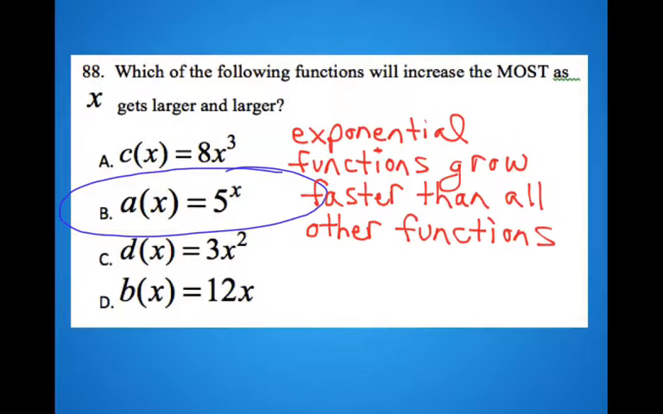Which one grows the most? The functions that grow the fastest are the exponential functions, meaning that whenever you plug in big numbers for x, the y values get really, really big, really fast. All these other ones, they grow, but they don't grow as fast as the exponential functions.